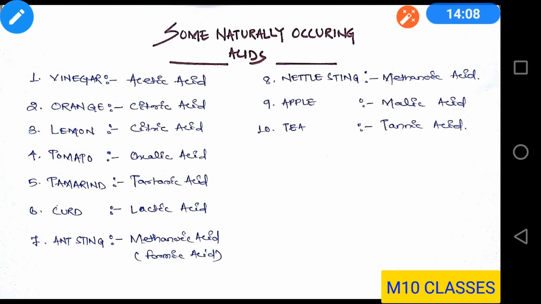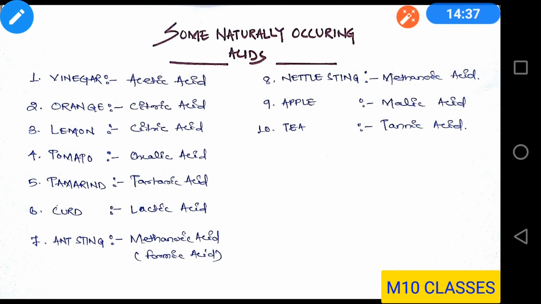Now in our day-to-day life, acids naturally occur in many substances. Let us see that. Vinegar is acidic, it contains acetic acid. Orange contains citric acid. Lemon also contains citric acid, and both lemon and orange are considered citrus fruits. Tomato contains oxalic acid. Tamarind contains tartaric acid.